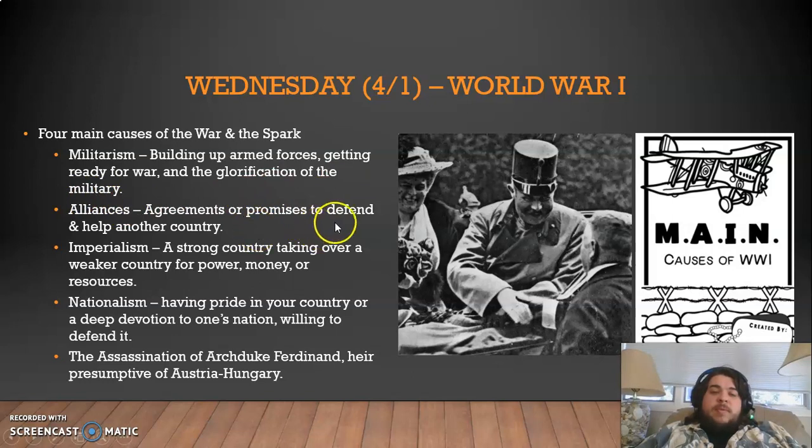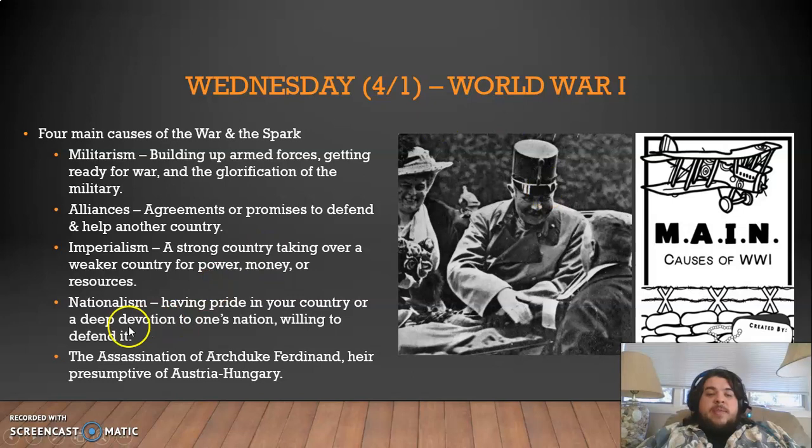Alliances: agreements or promises to defend and help another country. Right? Not a bad thing unless one of those countries goes to war, and then a domino effect causes everyone to go to war. Then imperialism: a strong country taking over a weaker country for power, money, or resources. I don't really have any good examples of that being a good thing, right?